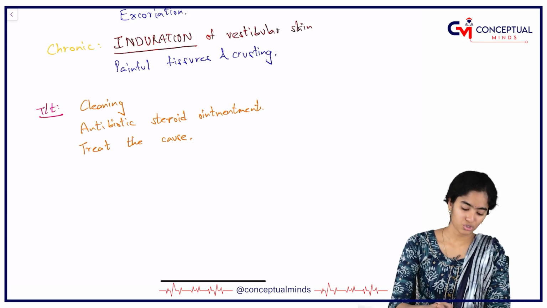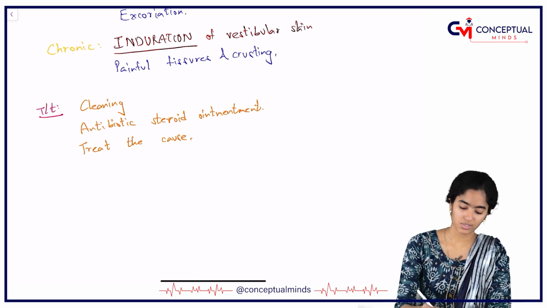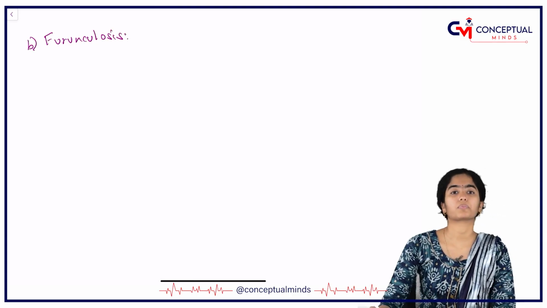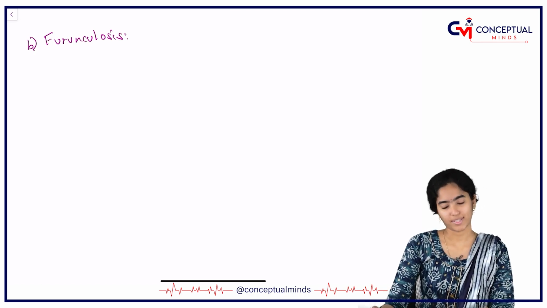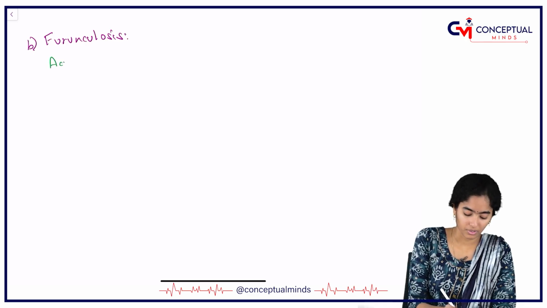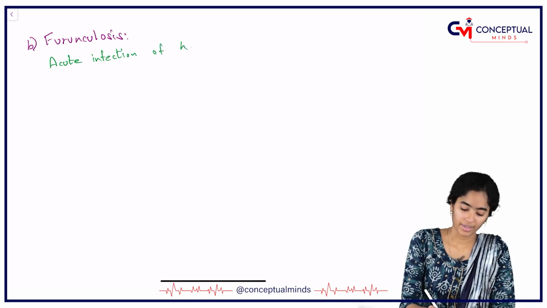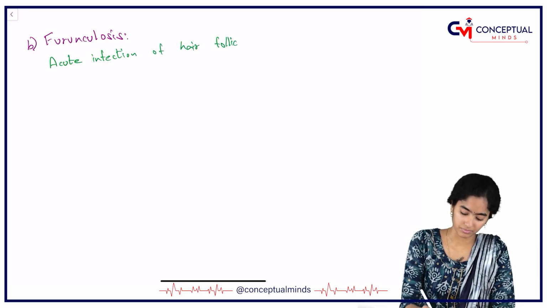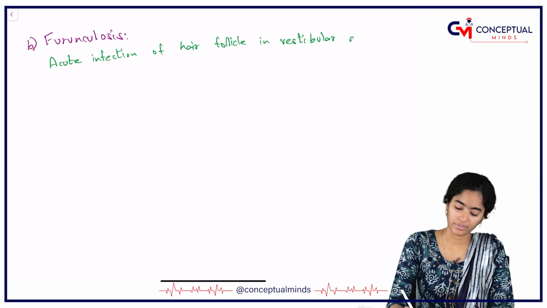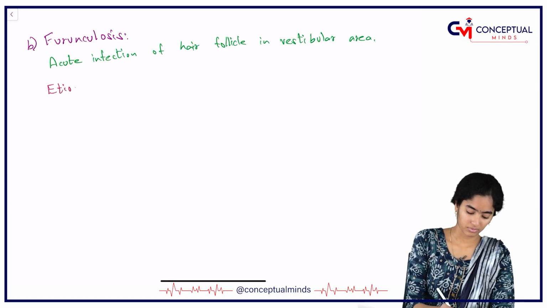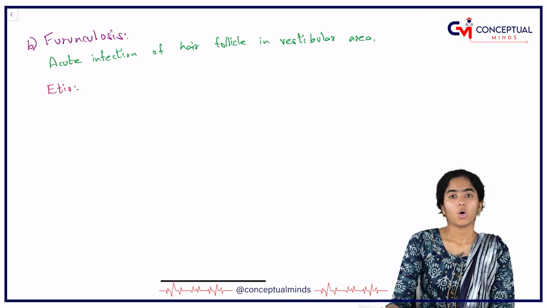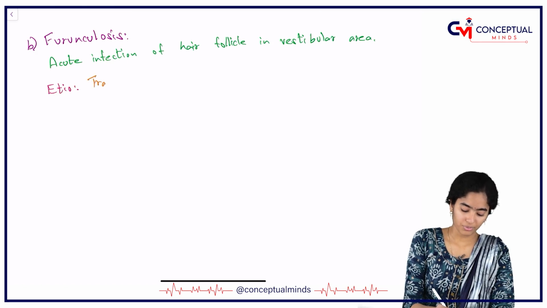Let us look into the next condition, and that is furunculosis. What is furunculosis? Acute infection of the hair follicle. Where? In the vestibular area. Now, why does this occur? One, again the common cause, trauma from nose picking.